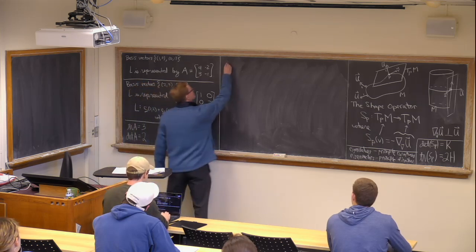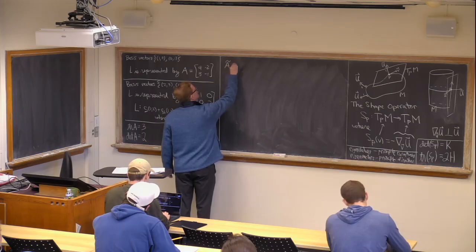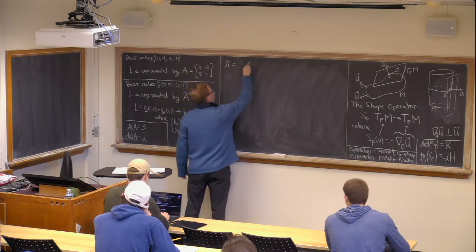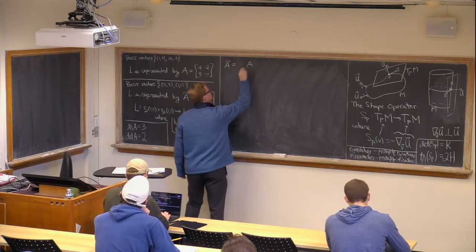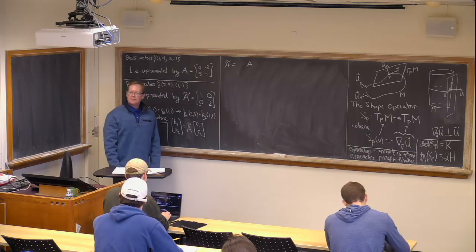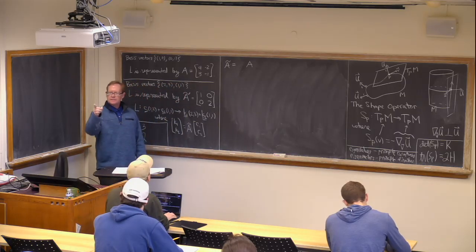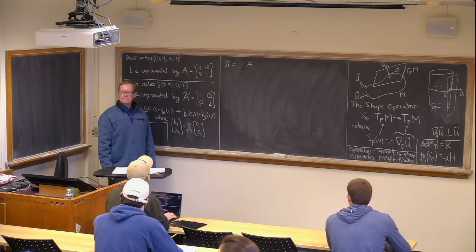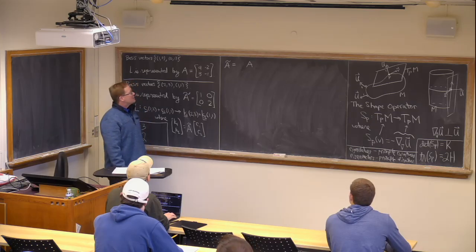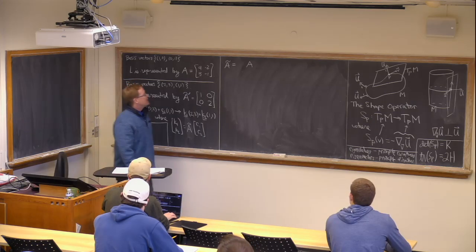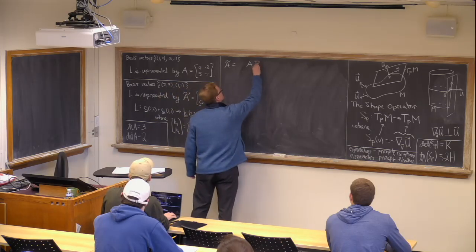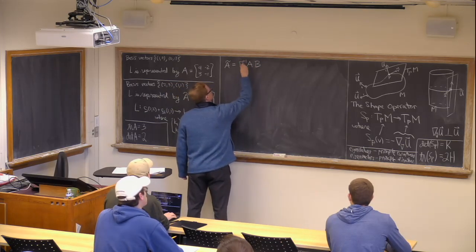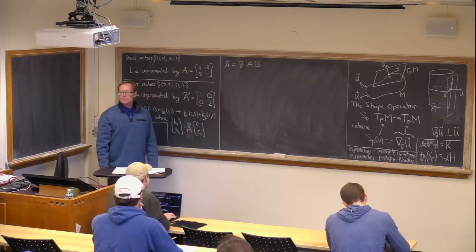It's because this A tilde is equal to... what's the relationship between A and A tilde? Okay, there's some relationship, and we can use matrix multiplication to do it. It's just conjugation like this. So there's going to be some other matrix B, and this is going to be the relationship.